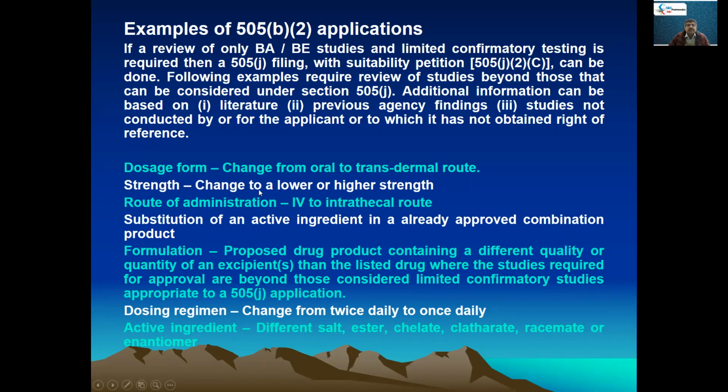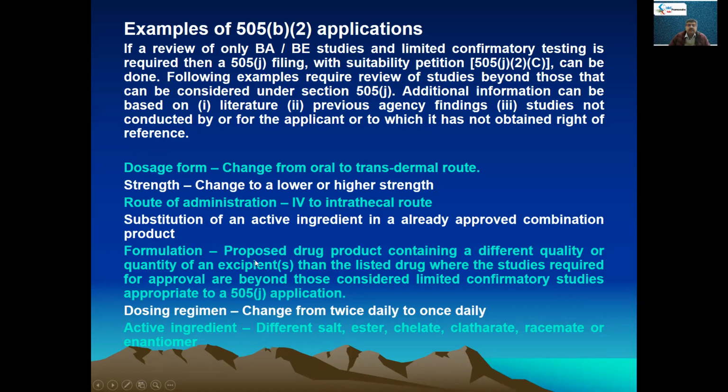Change in strength, for example, change to a lower or higher strength. Since in the case of ANDA, the strength of the product should be the same, if we are changing the strength, it will fall under the 505(b)(2) route. Change in route of administration, for example, intravenous to intrathecal route. Substitution of an active ingredient in an already approved combination product. If this is done, this will also fall under 505(b)(2).